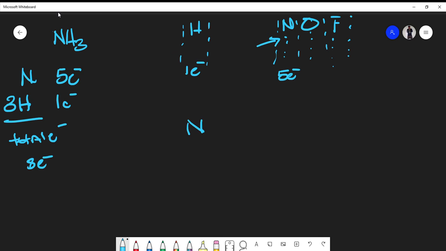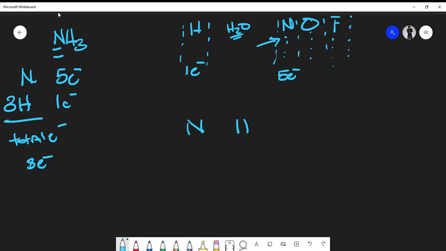So with drawing Lewis structures, usually the atom that's furthest to the left in the molecular formula goes in the middle, and that's a convention most of the time, right? Not all the time. For example, something like water, hydrogen is not the atom that becomes the central atom. But most of the time, the atom that's furthest to the left, or first in the molecular formula, becomes your central atom.